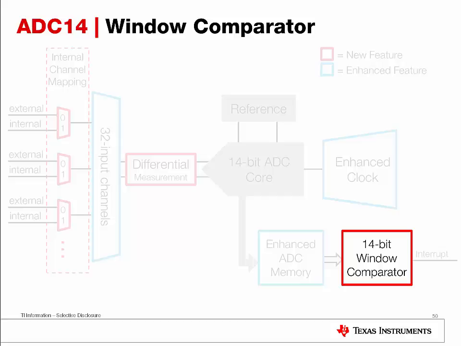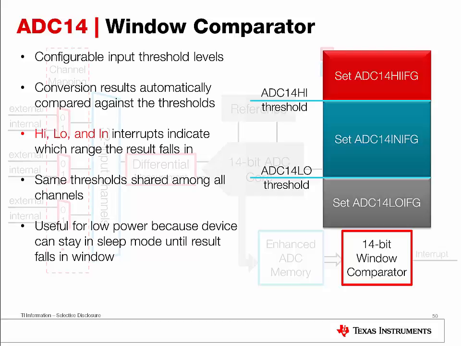ADC14 introduces a 14-bit window comparator, and this feature is extremely useful for applications that need to monitor an analog signal to check when it falls within or outside a certain range. Traditionally, you would have to constantly monitor the signal, perform the sample and conversion, and then compare in software to see if it falls within the range or outside the range.